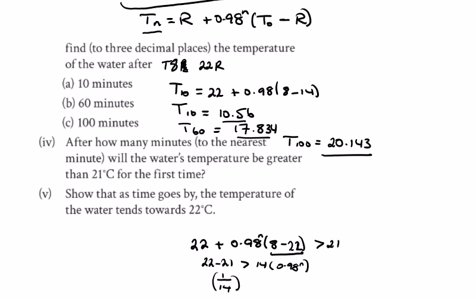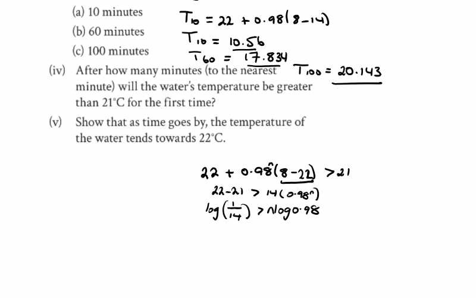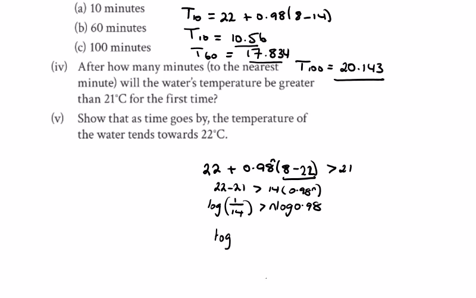And I take the log of both sides. Actually, I should probably reverse it around first. It doesn't matter though. So the log of this is greater than on the right-hand side n times the log of 0.98. So dividing, n is greater than the log of 1 over 14 divided by the log of 0.98. My calculator's giving me 130.62. So 131 for n.